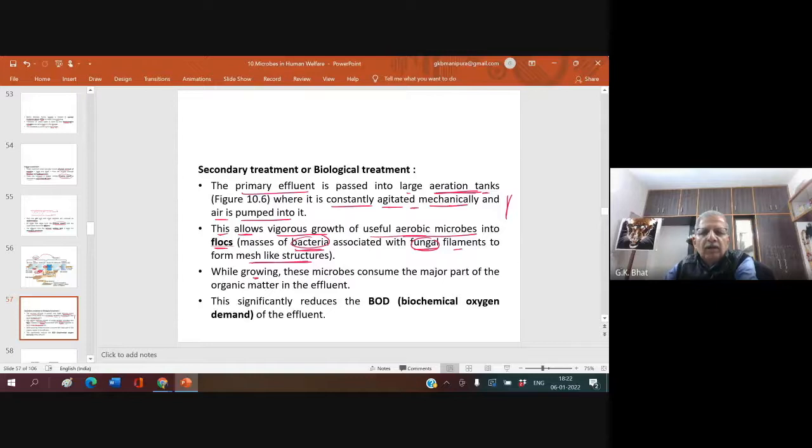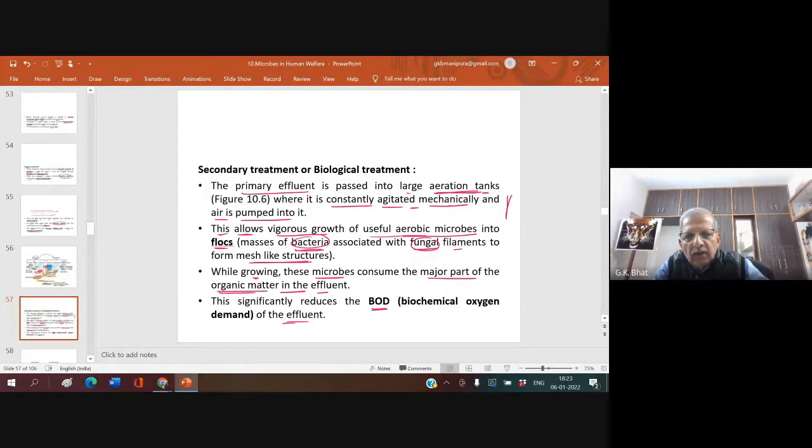While growing, these microbes, bacteria and fungi, consume a major part of the organic matter in the effluent. This significantly reduces the BOD of the effluent. What is BOD? Biochemical oxygen demand. The moment microbes use more and more of the organic matter of the sewage or effluent, the BOD, biochemical oxygen demand, comes down significantly.